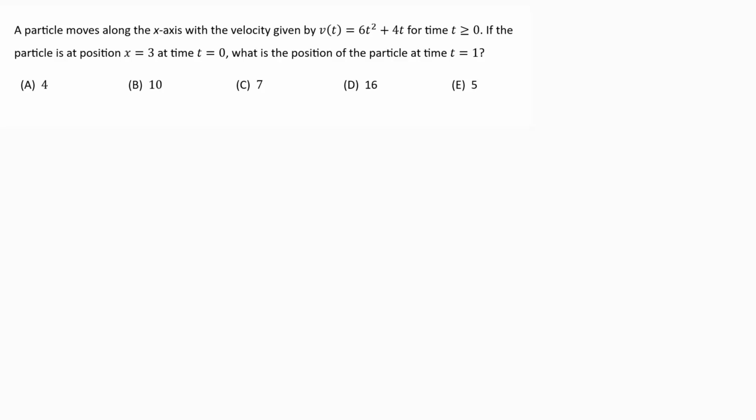Here we've got one of those classic physics problems that you expect to see on one of these tests. So we're talking about this particle. It's moving along the x-axis. We've got a velocity equation given to us on this one, and then we've got a position is what they're asking us for. What is the position of the particle?